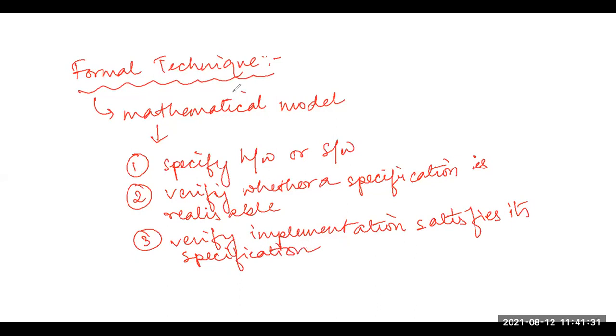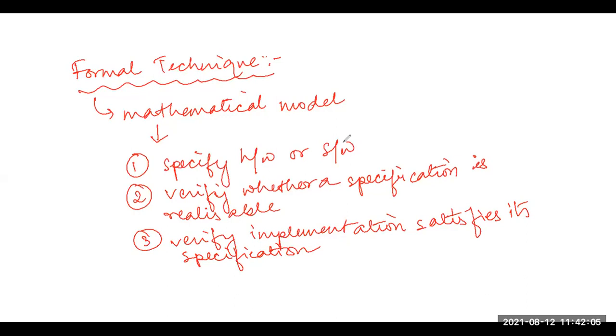So a formal technique is a mathematical model which will specify the hardware and the software system, and which will verify whether a specification is possible or not. That is, whatever the client wants, maybe each and everything cannot be implemented. So first it will check what you want from the system, whether it is possible or not. And if it is possible, it will verify whether the implementation has satisfied the specification or not.